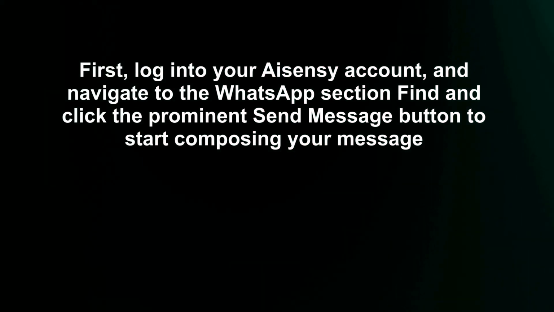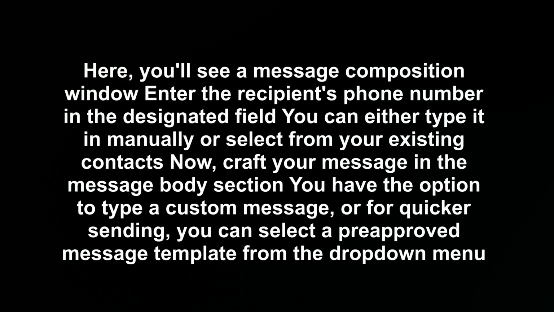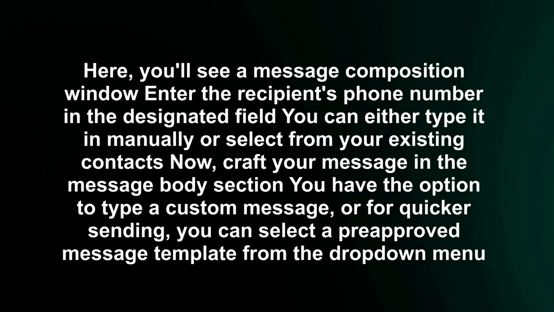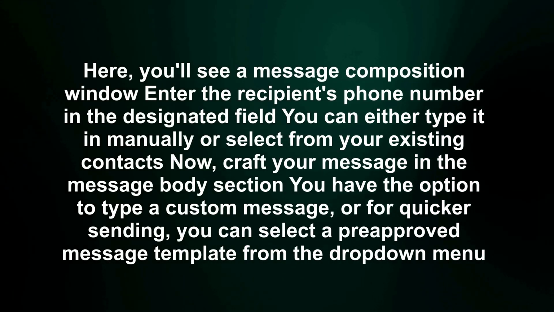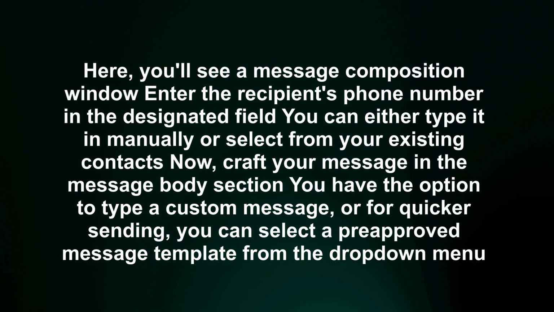Find and click the prominent Send Message button to start composing your message. Here, you'll see a message composition window. Enter the recipient's phone number in the designated field. You can either type it in manually or select from your existing contacts now.